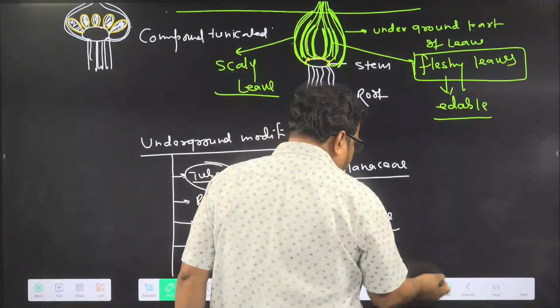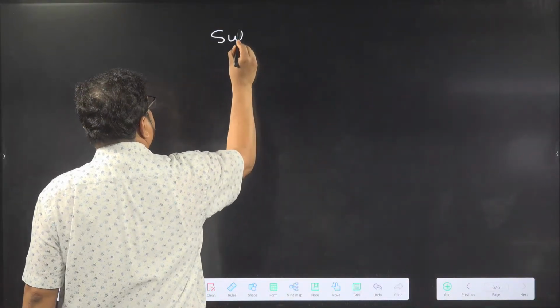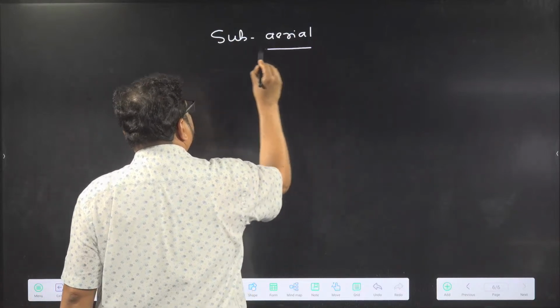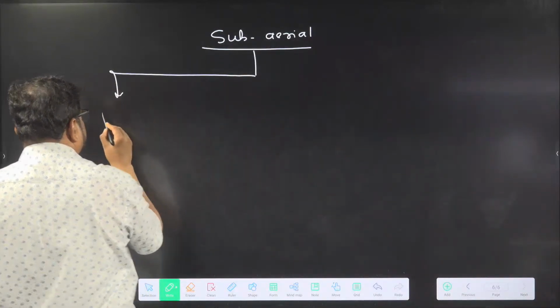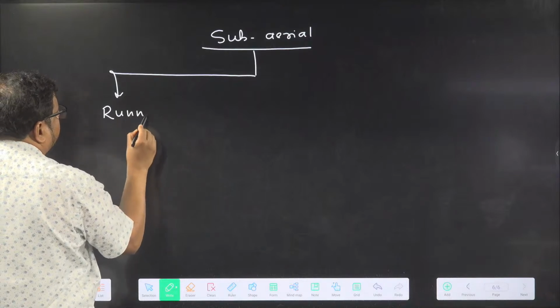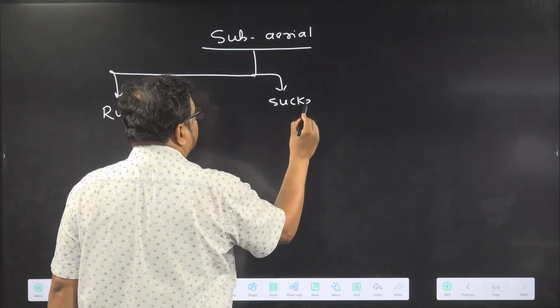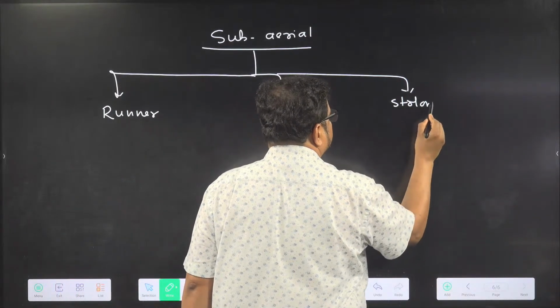Okay, have a look. So underground, I hope it is very crystal clear in your mind. Now I am coming to subaerial modification. As I told you already, all the examples I told. I divided the subaerial into how many categories? Four categories. Runner, sucker, stolon, and offset.